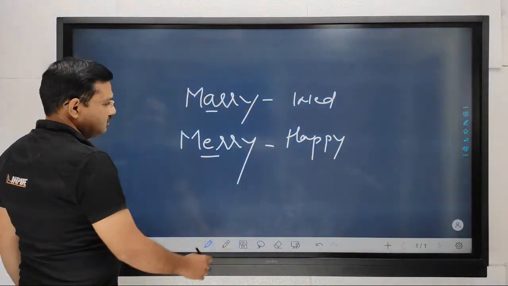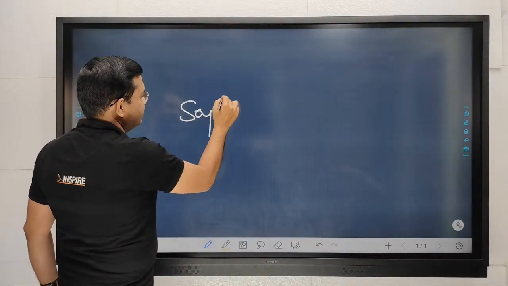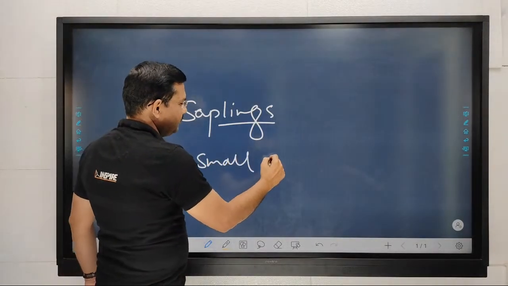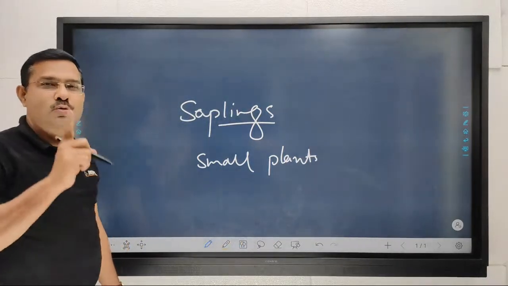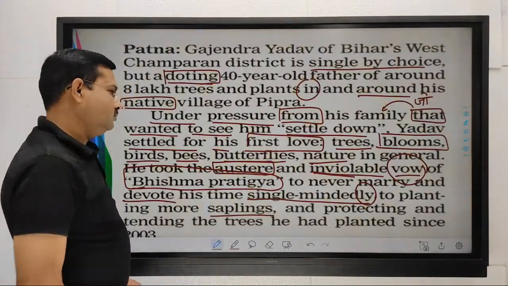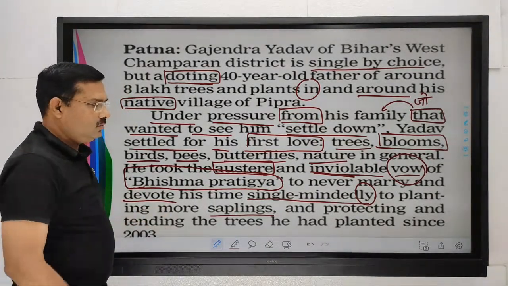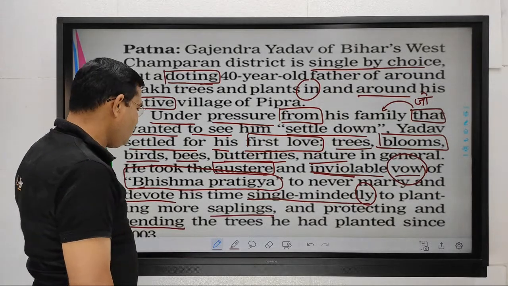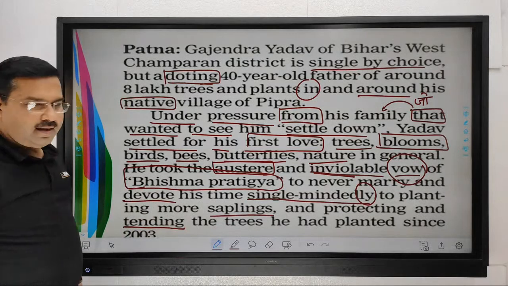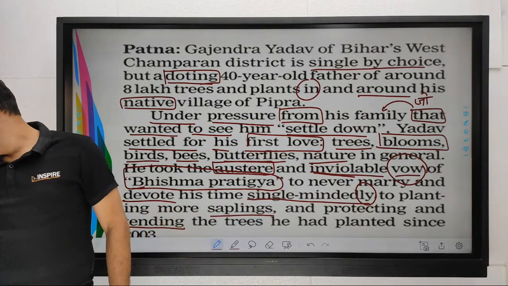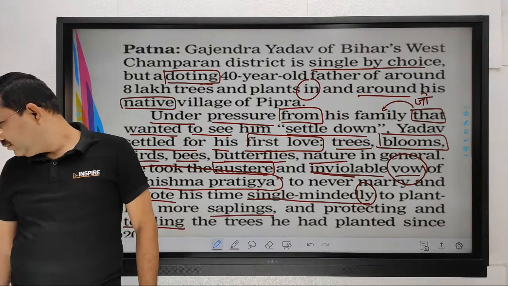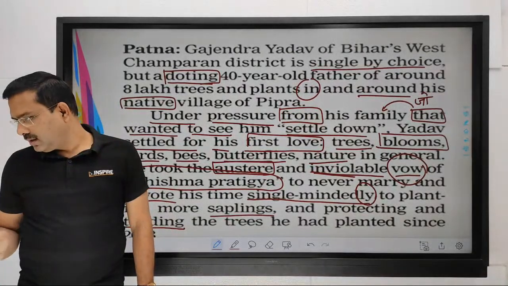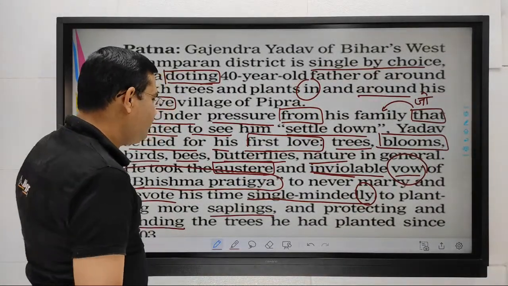Sapling. What do you mean by sapling? Sapling means small plants. So to plant more saplings and protecting and tending the trees. What is the meaning of tending? Tending means nurturing, nourishing, that is called tending. Nurture, nourish, manage. There are so many words of the same kind. So tending the trees he had planted.